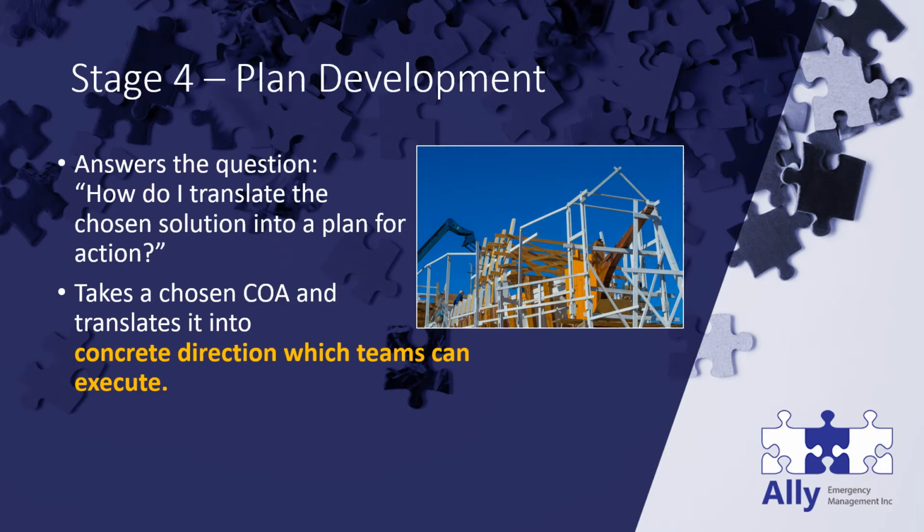Stage 4 of the OPP is plan development, and that's answering the question, how do I take my chosen solution and put it into a plan that people can run out and execute? It involves taking the chosen course of action from the previous stage, which was course of action development, and now translating it into concrete direction, which your teams can go out and actually execute.